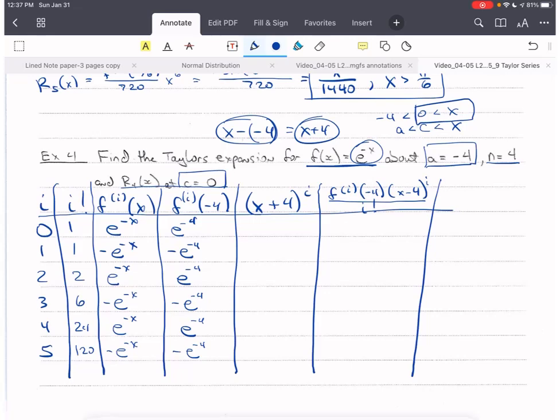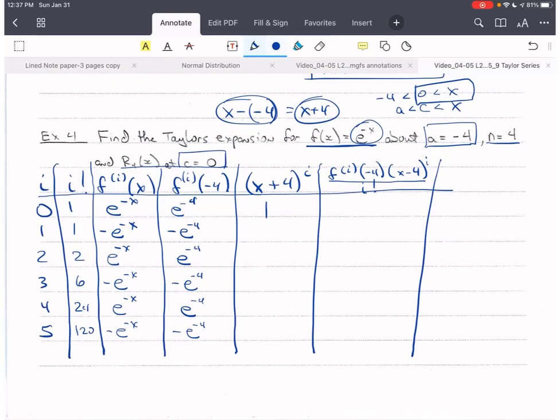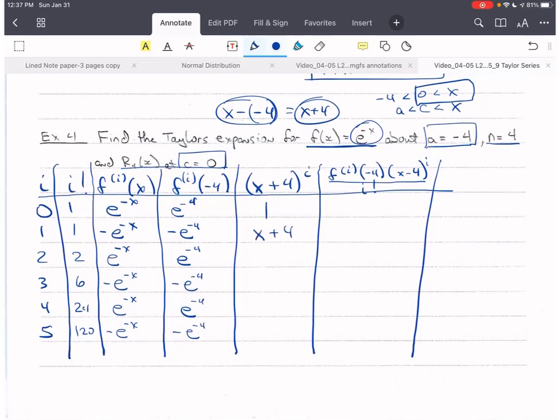Okay, so (x plus 4) to the 0th power is 1. To the 1 power, x plus 4. X plus 4 quantity squared. X plus 4 quantity cubed. X plus 4 to the 4th. And x plus 4 to the 5th. And now I need this term times this term divided by this term. So I'm going to get e to the -4th.